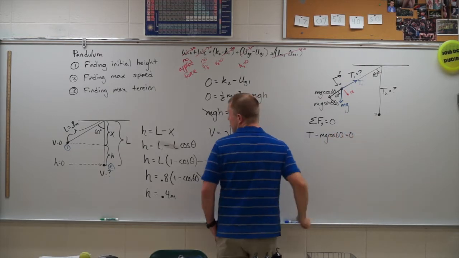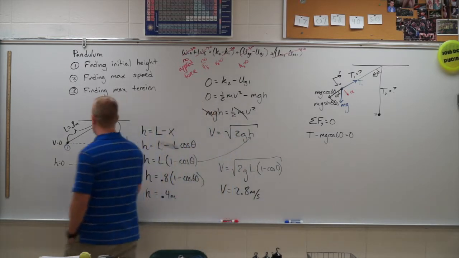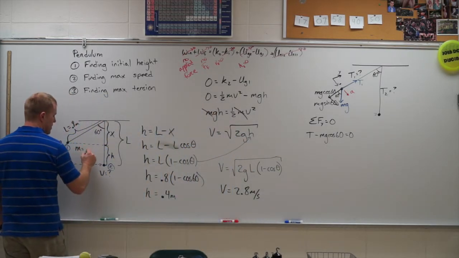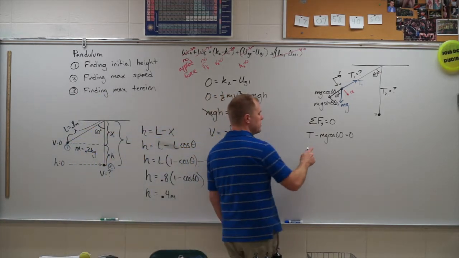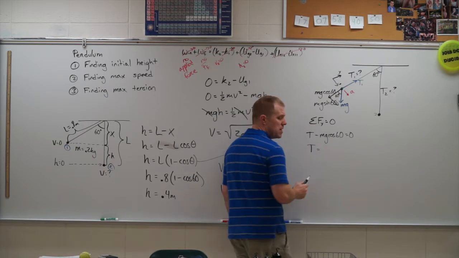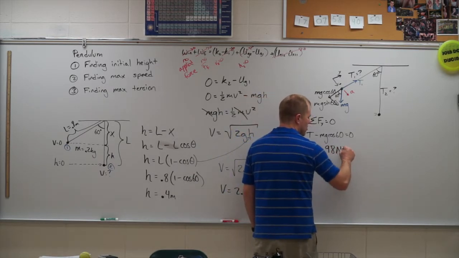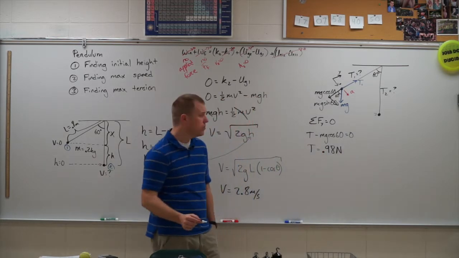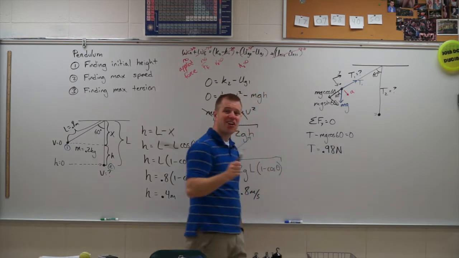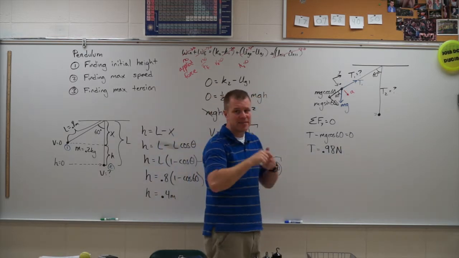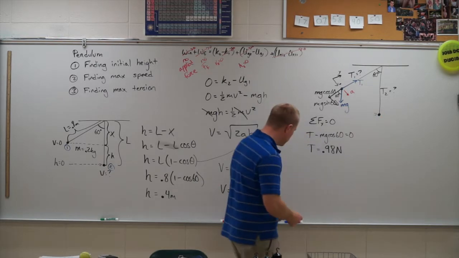And so given that my mass is not listed, I forgot to do that, it's 0.2 kilograms. Given that my mass is 0.2 kilograms, my tension should come out to be 0.98 newtons. So just under 1 newton. Now as it swings down, that tension is going to get larger and larger, and when it reaches a maximum speed at the bottom, the tension will also be reaching a maximum.